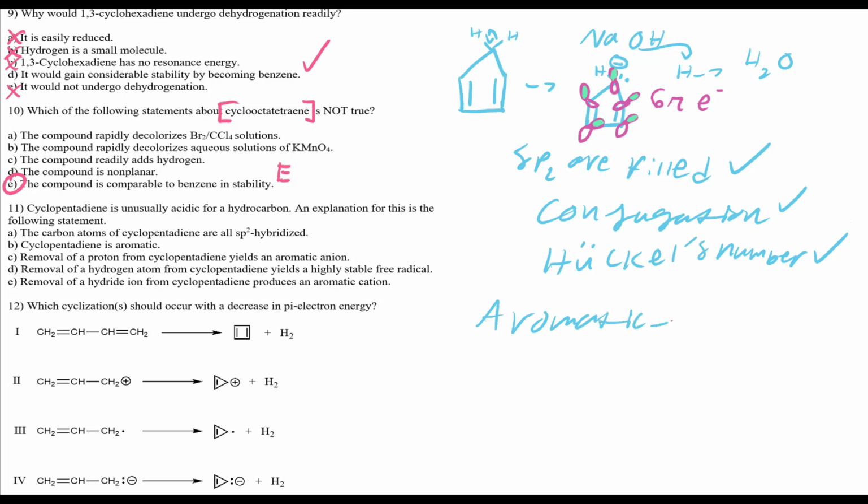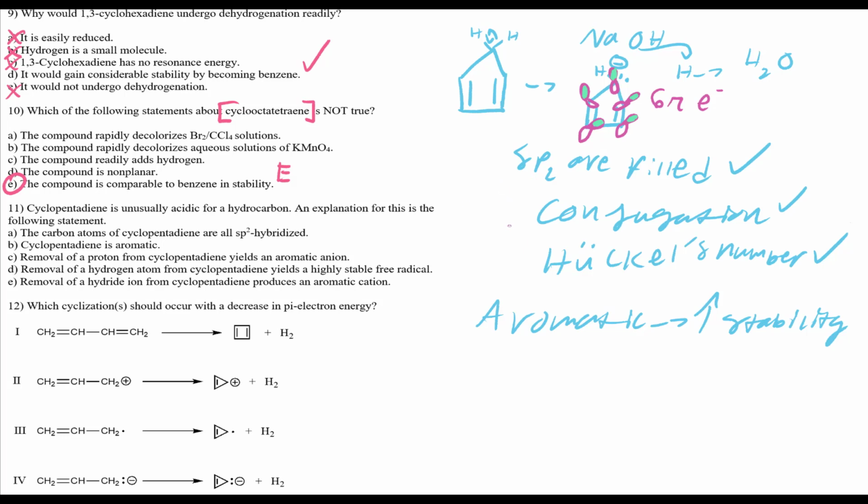And that must mean that we have increased stability. Okay. So the reason why cyclopentadiene wants to give up this hydrogen is because it went from non-aromatic to aromatic. For it to be non-aromatic, you don't have conjugation, you don't have sp2, you don't have Huckel's number, you don't have one of these 3 requirements.